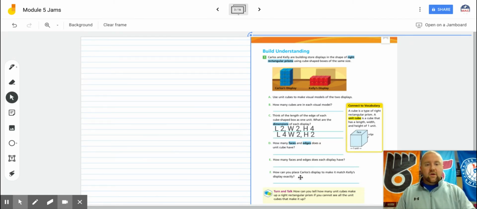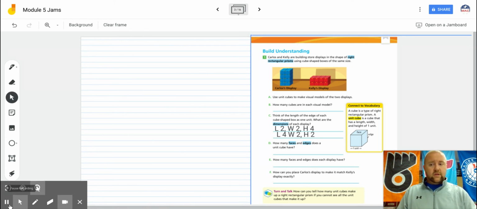All right. So now for the last question, it says, how can you place Carlos's display to make it match Kelly's? You just lay it down, right? That's all it is. You just lay it down. It doesn't matter if the shape looks like my tissue box here, or if I turn it on its side, or I turn it this way, or this way, or any way I turn it, it still is going to be the same amount of space taken up. If it was made of unit cubes, it doesn't change the amount of unit cubes that we are using.